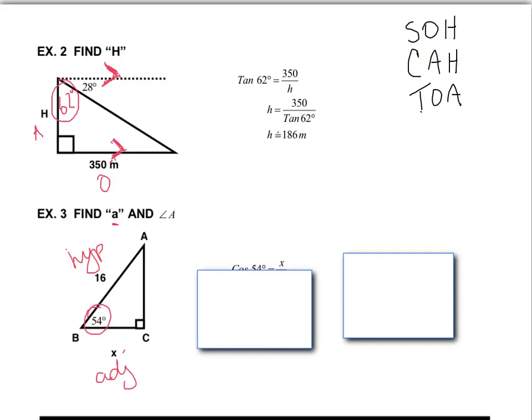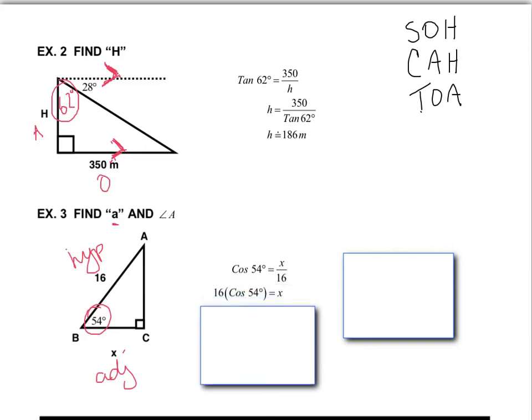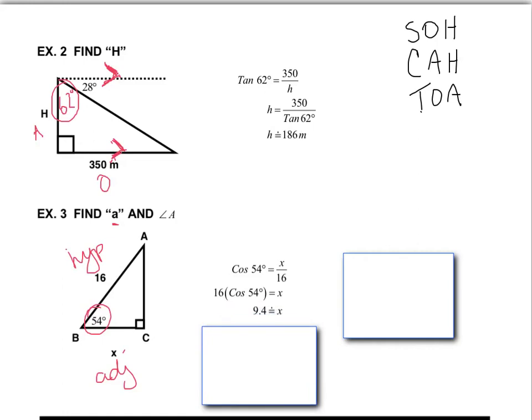So we're going to get cosine of our angle, which was 54 degrees, equals our adjacent over hypotenuse. And then we take the 16 to the other side and multiply it. And you punch it on your calculator and get 9.4. Again, we round to 1 decimal place. There were no units in the question for side lengths, so we don't need units in our answer.